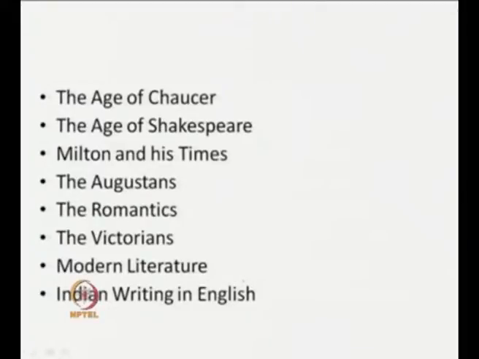Then we saw that in the third module we would talk about the so-called periods or the different ages in the history of English literature. So, the previous module was on the history of English language. The third module would talk about English literature in its different phases or ages or periods. For instance, we talk about the age of Chaucer, that of Milton, the Augustans, Victorian English, and ending again with Indian writing in English.